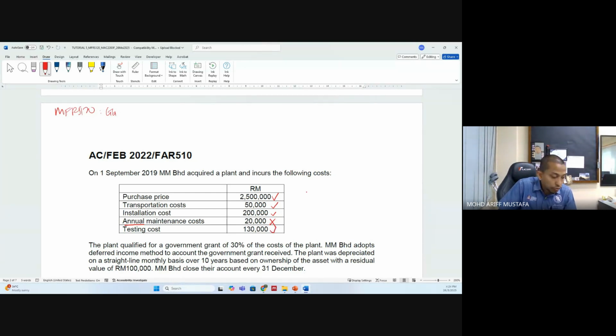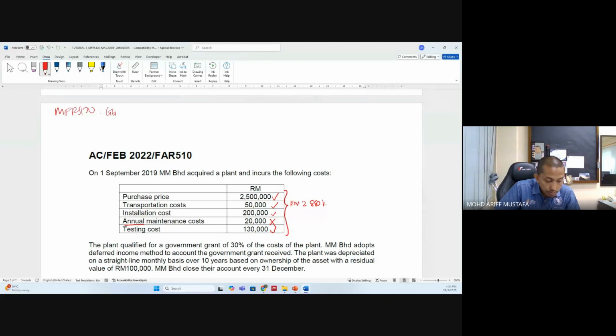So these four costs, if you total up, correct me if I'm wrong, because I do this calculation manually, we are going to get RM2,880,000. This is the total of all these four costs, excluding annual maintenance cost.